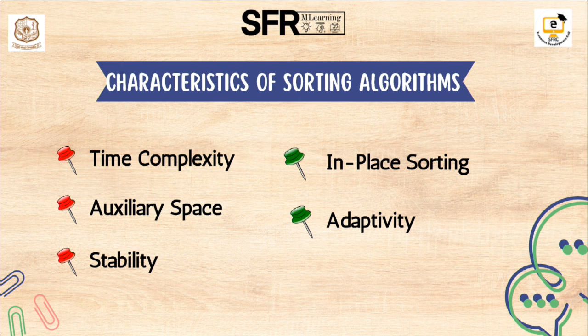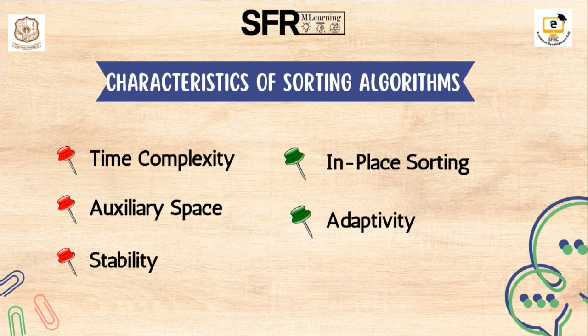Characteristics of sorting algorithm. First one is time complexity. It is a measure of how long it takes to run an algorithm. It is used to categorize sorting algorithms. The worst case, average case and best case performance of a sorting algorithm can be used to quantify the time complexity of the process. Next one is auxiliary space. This is the amount of extra space needed to sort.